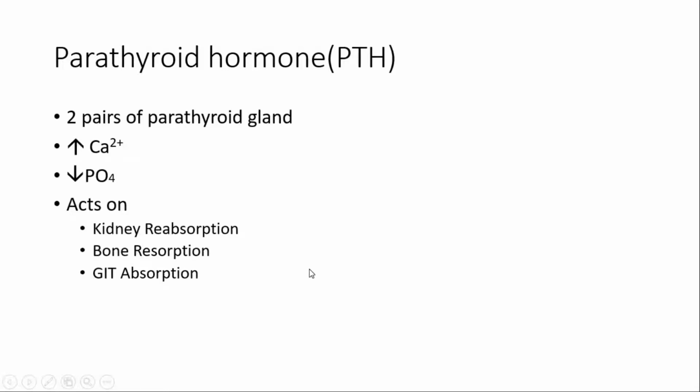Parathyroid hormone is secreted from the parathyroid glands, which increases the calcium levels in the blood and decreases the phosphate level by acting on kidneys, bone, and the gastrointestinal tract. On kidneys, it increases the reabsorption of calcium. In bone, it increases the resorption of calcium, and in the gastrointestinal tract, it increases the absorption of calcium.